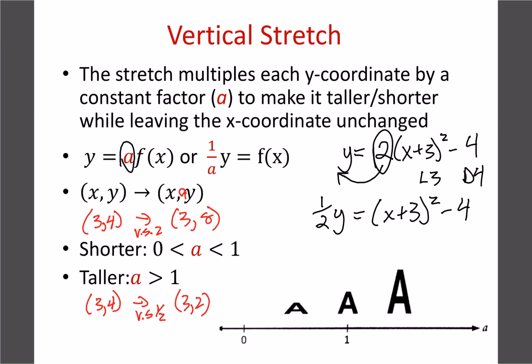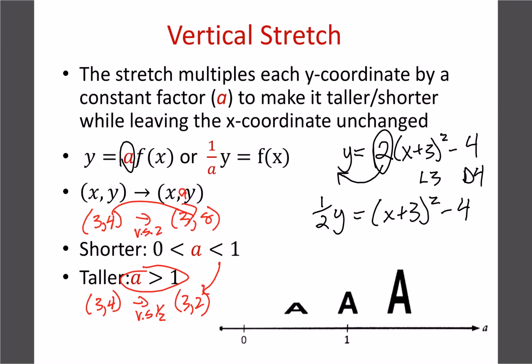So you can see when you have an a value larger than 1, that's going to make the graph taller, and that's when we went from 4 to 8, made that point move upwards. If we have an a value less than 1, but it's got to be greater than 0, otherwise we get into negatives, and we'll deal with that later when we get to reflections. But if our a value is a fraction like a half, a third, a quarter, that's when we're going to get a shorter graph. So you can see here our coordinate went from 4 down to 2.